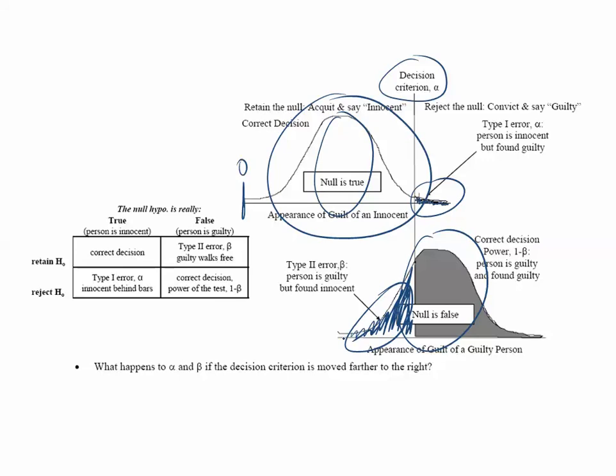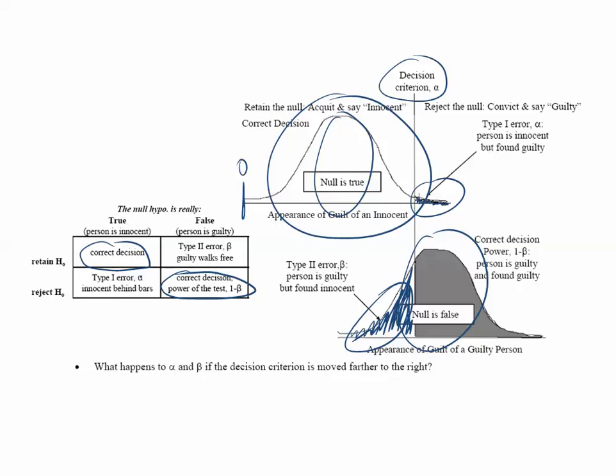So we define these as such. If we retain the null hypothesis, and the null hypothesis is true, well, we've made a correct decision. We've released or acquitted an innocent person. If we have rejected the null hypothesis that the person is innocent, so we said, okay, we're going to convict, and the person truly is guilty, once again, we've made a correct decision.